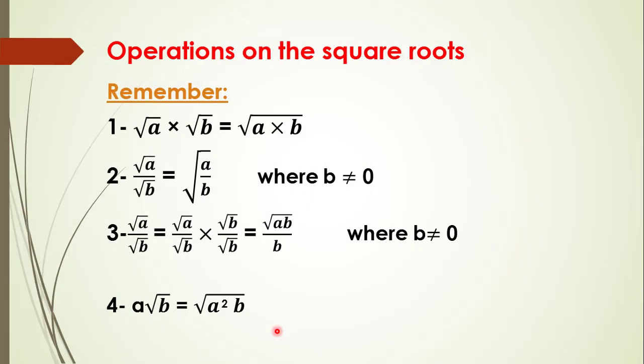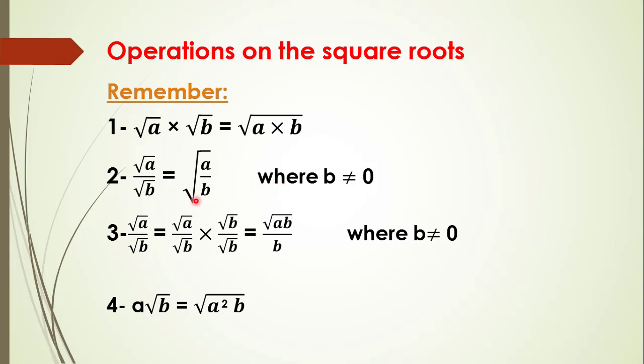Here we have some rules. We have studied the rules before. Let's remember together the rules. The first one, that if we have root a times root b, it will be root a times b. The second one, root a over root b, equals root of a over b. But of course, b doesn't equal 0.